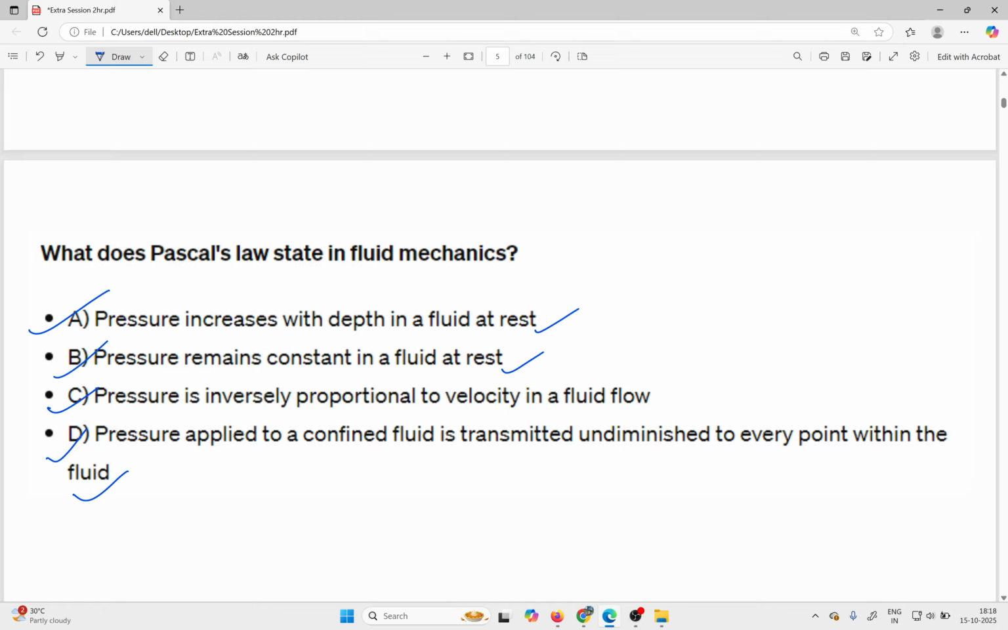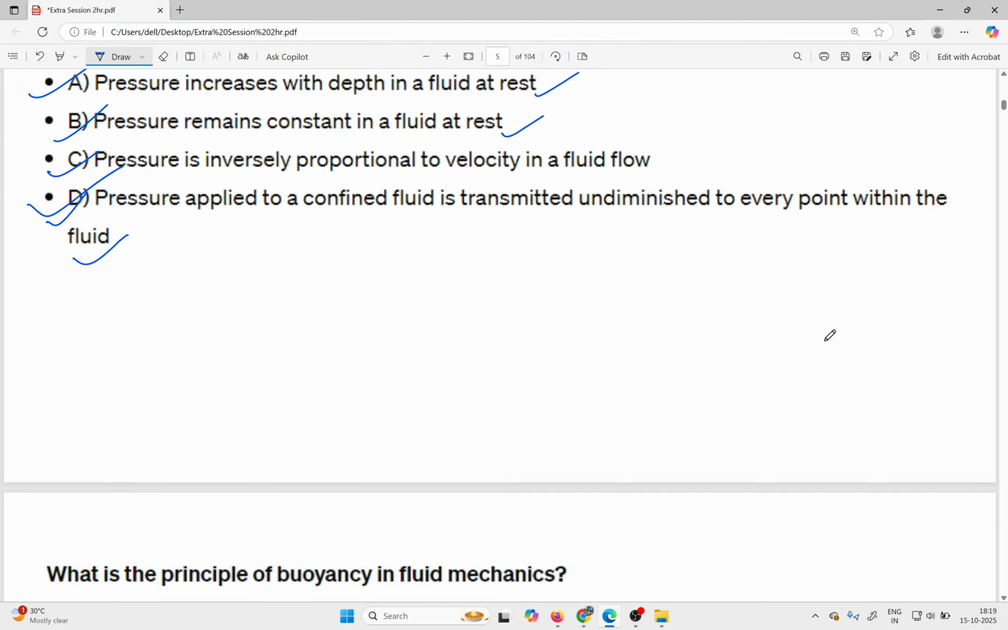So based on the options, option D will be correct. This is the Pascal law. When pressure is applied to a confined fluid, it is transmitted to every point within the fluid. Remember this. As per the Pascal law, I'll just show you one example.